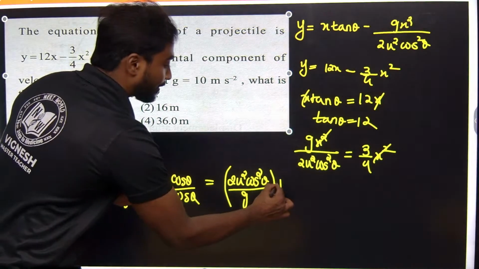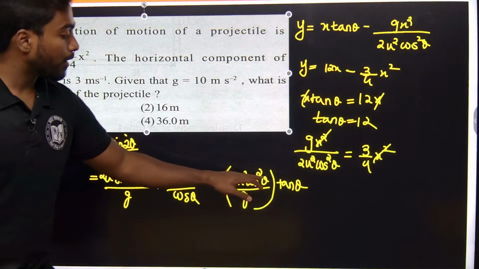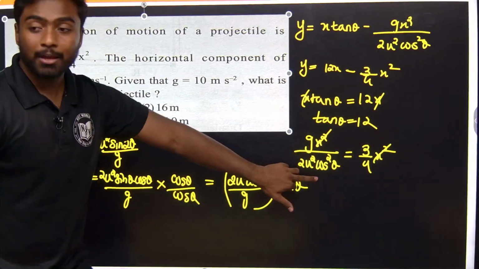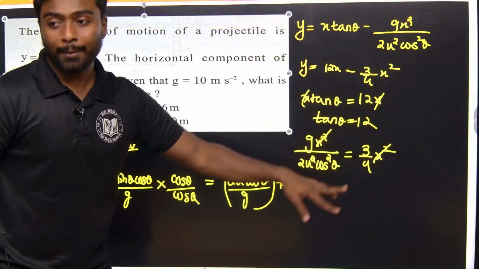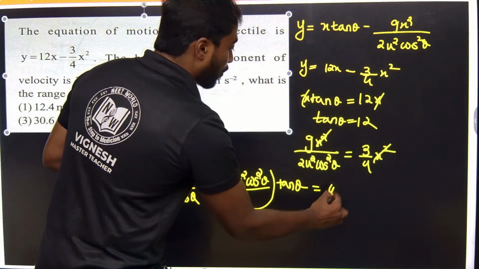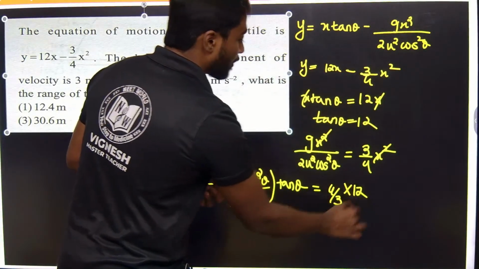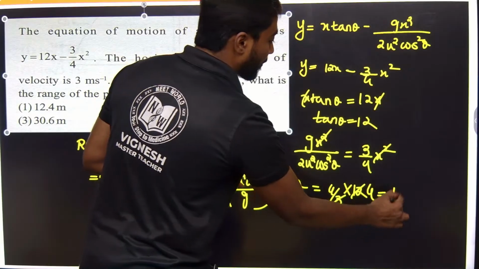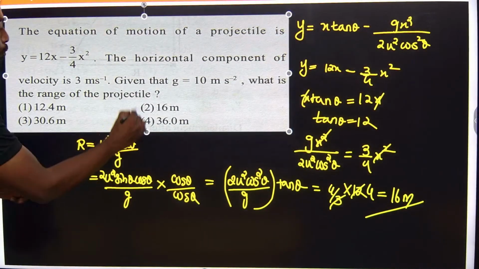Sin theta by cos theta I can write as tan theta. Now 2u square cos square theta by g, but we have g by 2u square cos square theta. Can I reverse this? I will get 4 by 3. What is tan theta? It is 12. So 4 by 3 into 12, which is nothing but 16 meter, is the range. What is the answer? Option 2.